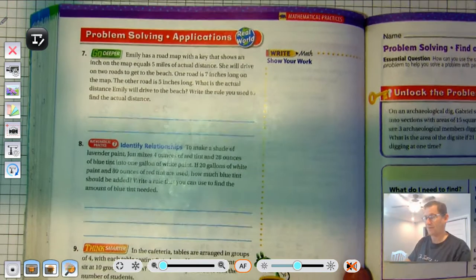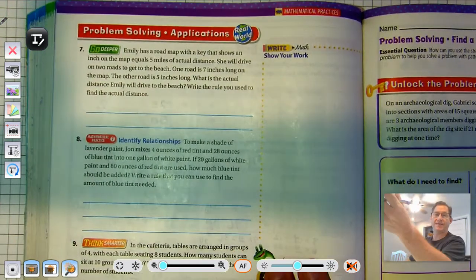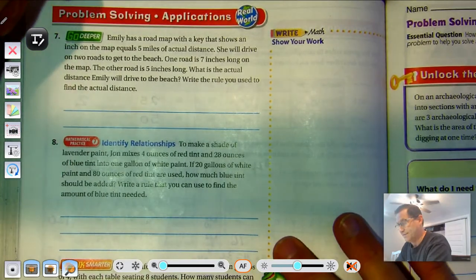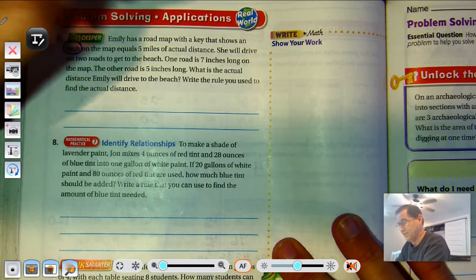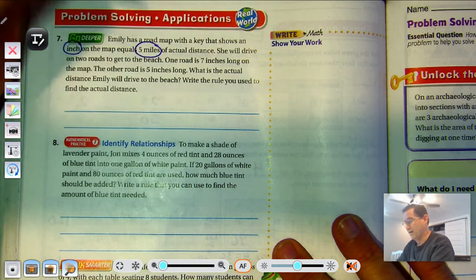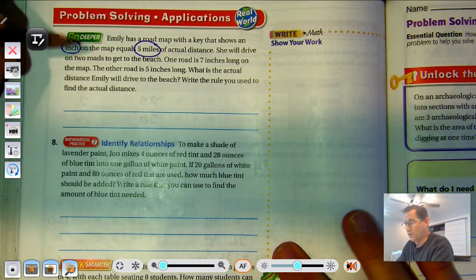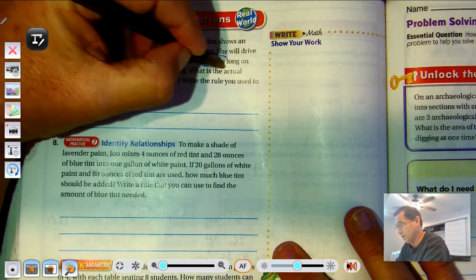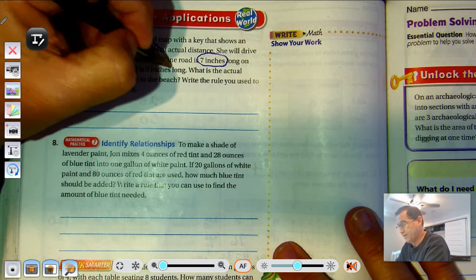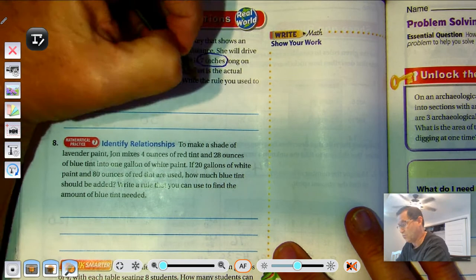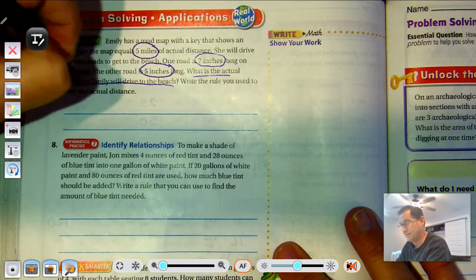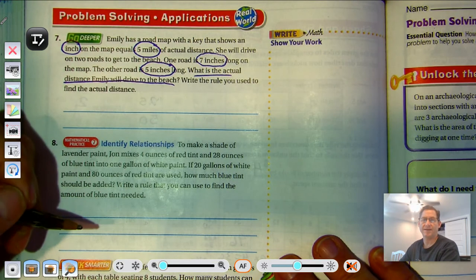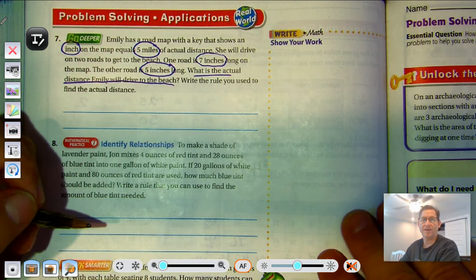Number 7. Emily has a road map with a key that shows an inch on the map equals 5 miles of equal distance. An inch, 5 miles. She will drive on 2 roads to get to the beach. One road is 7 inches long. The other road is 5 inches long. What is the actual distance Emily will drive to the beach? And write the rule you use to find the actual distance.